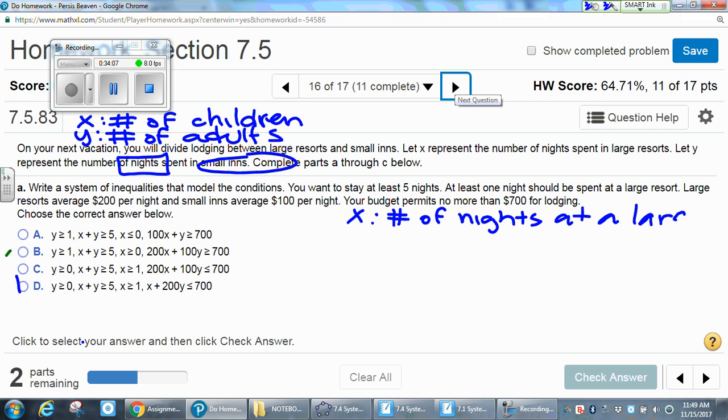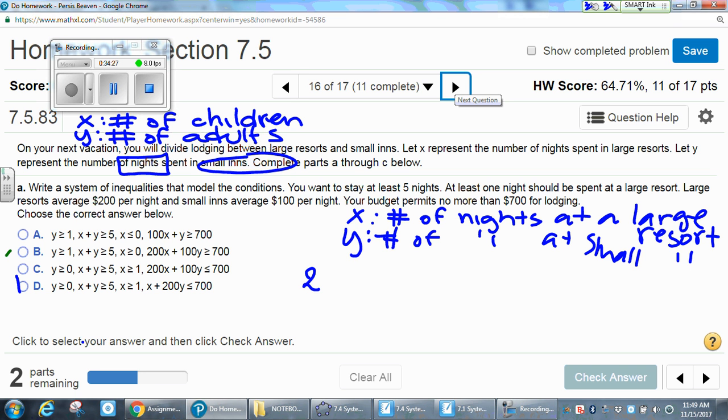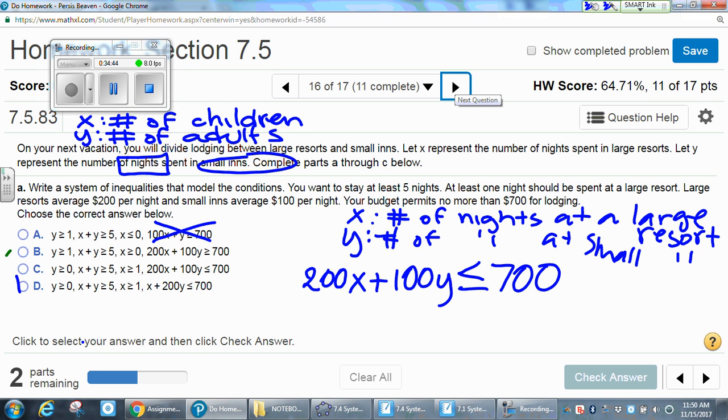X is the number of nights at a large resort, and Y will be the number at the small inn. So one of the inequalities is that if you add the prices, 200x plus 100y cannot exceed 700, so that has to be equal or less than that. Right away, that tells you that you can eliminate two of those.